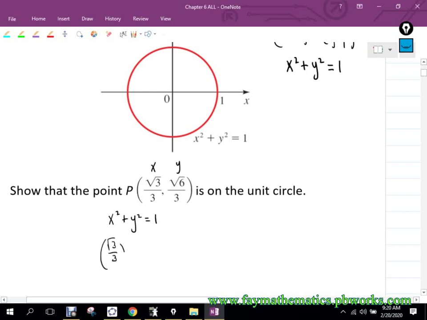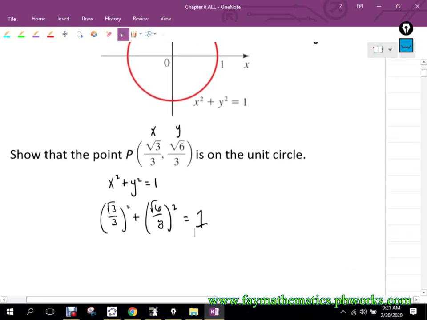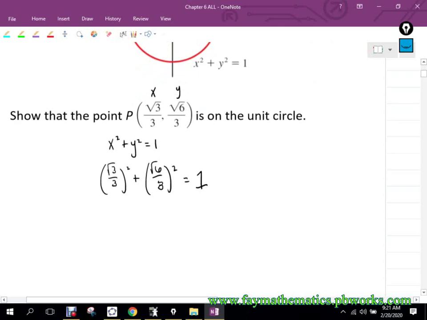Radical 3 over 3 squared plus radical 6 over 3 squared, and we're going to ask, does that equal 1? What's radical 3 squared? 3. 3 squared would be 9, right? And this will give me 6 ninths, correct? Is that a true statement? Does 3 ninths plus 6 ninths equal 1? Yeah, okay. So yes, this does exist on the unit circle.